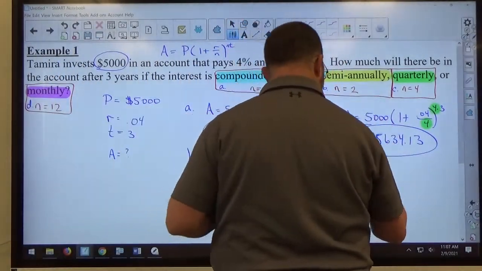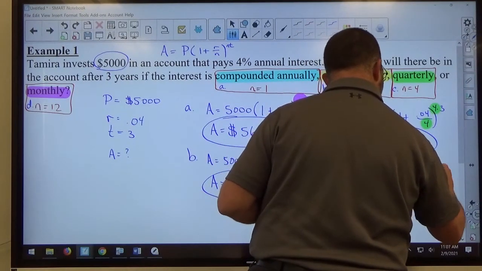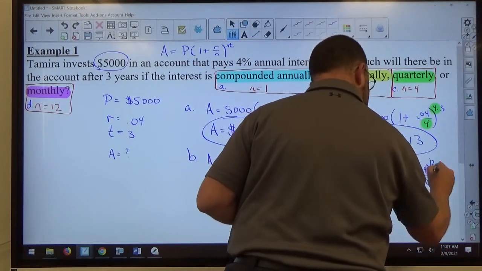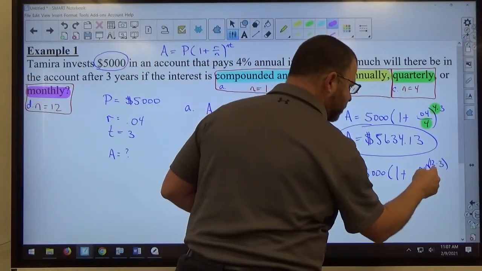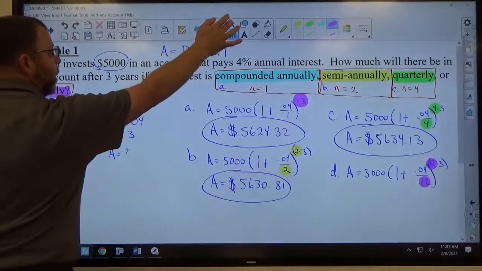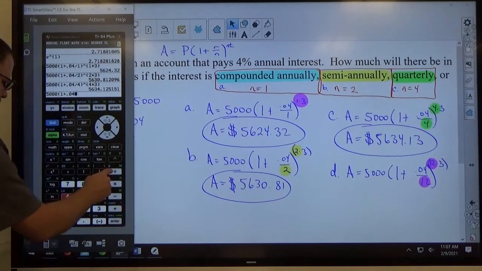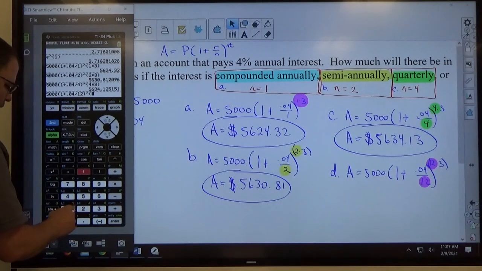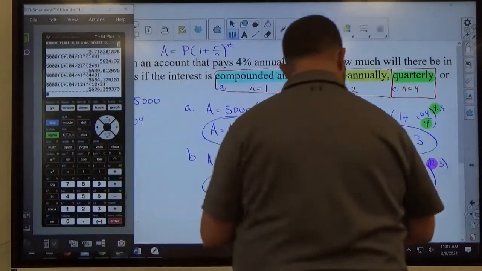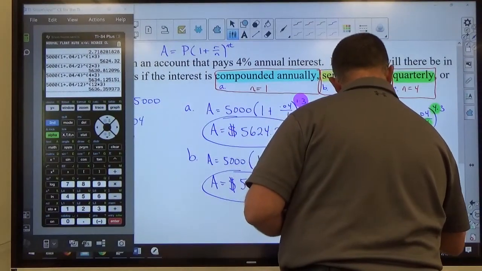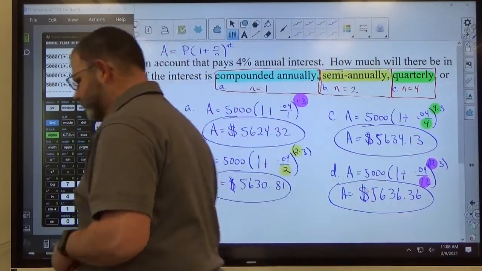And finally for part D, now we're going monthly, n equals 12, so A equals 5,000 times 1 plus 0.04 divided by 12, to the 12 times 3 power. Notice that I've changed n to 12. Grab my calculator, punch it in: 5,000 parentheses 1 plus 0.04 divided by 12 end parentheses to the parentheses 12 times 3 power end parentheses. $5,636.36. A couple dollars even more than the other one.